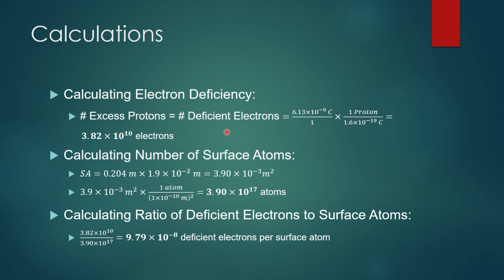Then we can calculate the number of deficient electrons, which is simply equal to the number of excess protons that we have on the tape, which is equal to 3.82 times 10 to the 10 electrons. Then we can calculate the number of surface atoms, and we can do this by first calculating the surface area of the top of the tape, and then we can use a conversion factor to find the number of atoms, which is 3.90 times 10 to the 17. Then we can calculate the ratio of deficient electrons to surface atoms. We find this to be 9.79 times 10 to the negative 8 deficient electrons per surface atom.